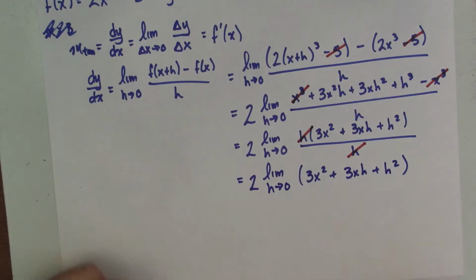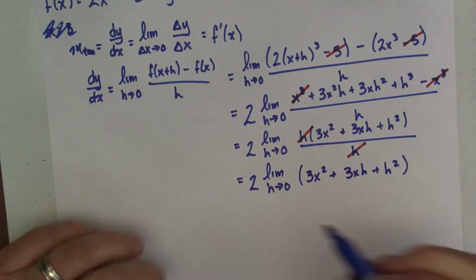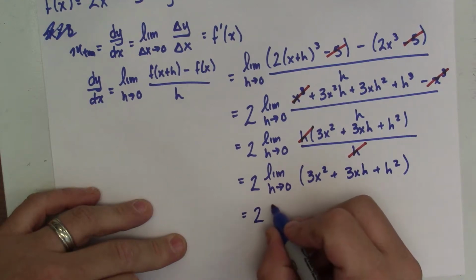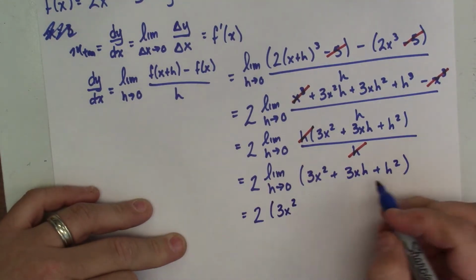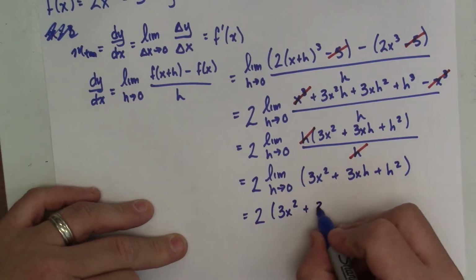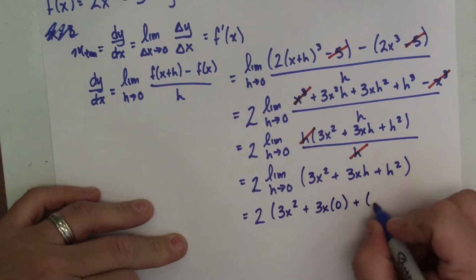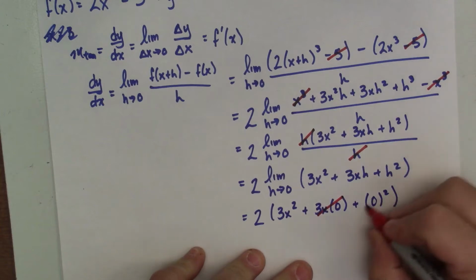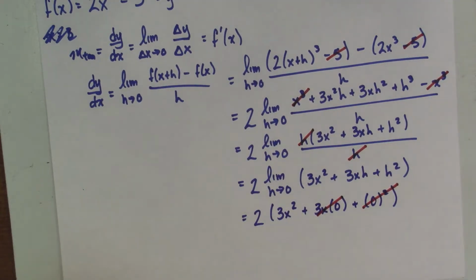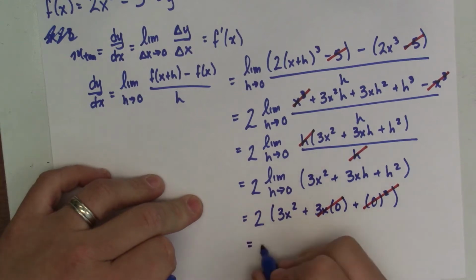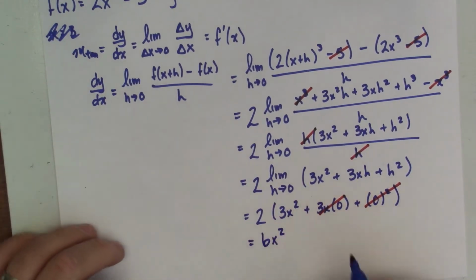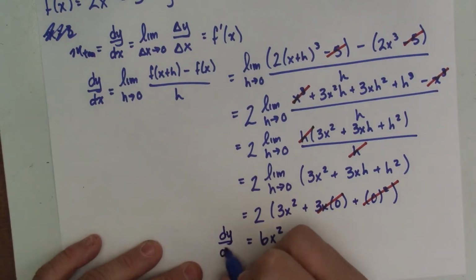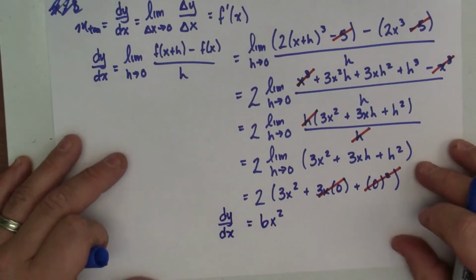Now, this is a polynomial, and our limit rules for polynomials say that I just plug in 0 for h. If I do that, that's double 3x squared. There's no h, so I don't have to do anything there. Plus 3x times 0 plus 0 squared. Anything times 0 is 0, so those two go away, and what I'm left with is 2 times 3x squared, which is really just 6x squared. So dy dx is 6x squared.